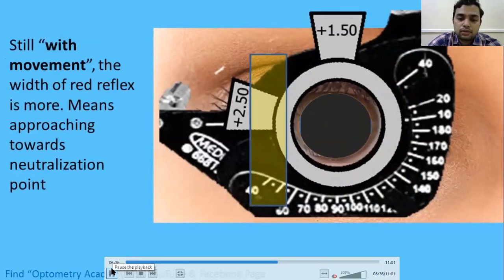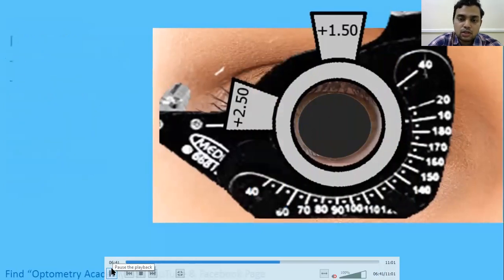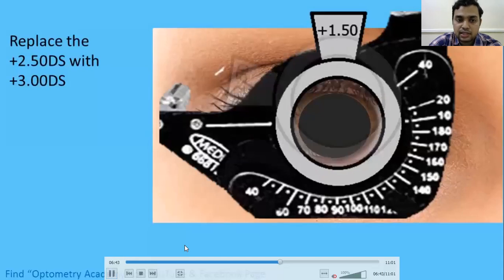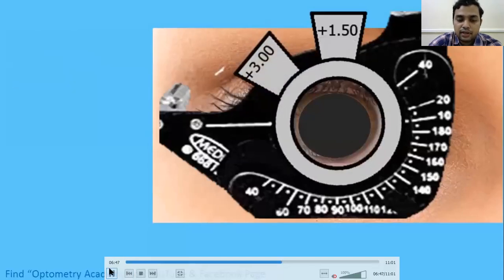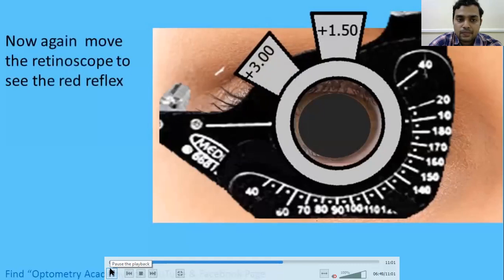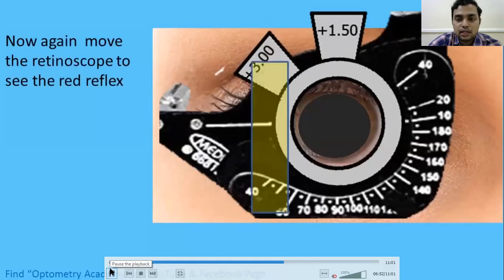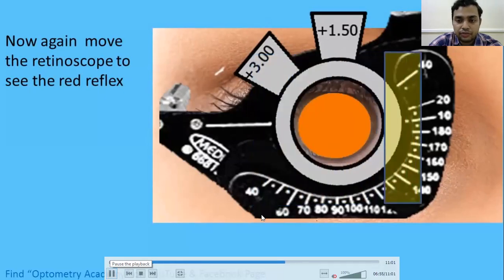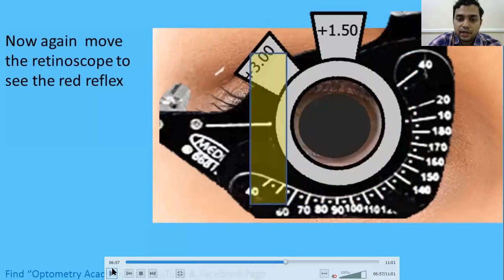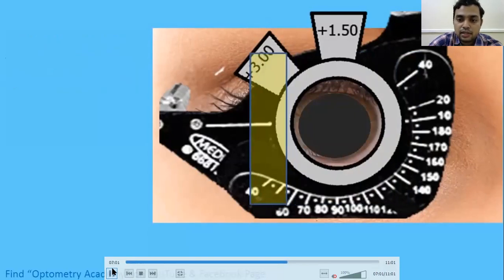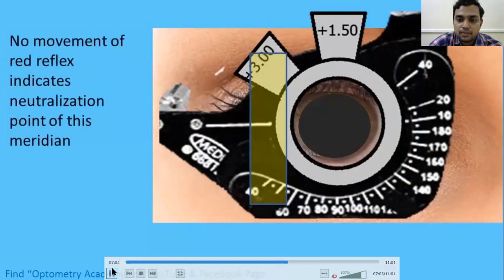As with the movement is still present, we have to increase the power of the plus lens. So we replaced the plus 2.5 diopter lens with the plus 3 lens. Then we observe the red reflex in the pupillary area. After replacing with the plus 3 lens, we achieved the end point. There is no movement seen, and the complete pupillary area is filled with light. No movement of the red reflex indicates the neutralization point of the meridian. So in the horizontal meridian, we achieved the neutralization point.